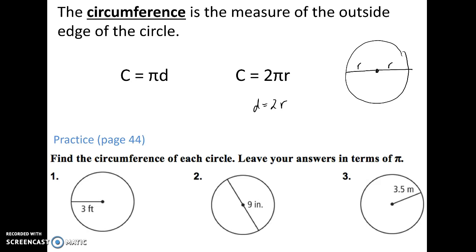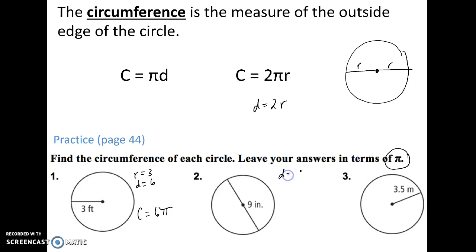All right, find the circumference of each circle. Leave your answer in terms of pi. So what this means is we're going to have pi in the answer. You won't approximate that with 3.14. So if I look at this, my radius is 3, which makes my diameter 6. So the circumference is 6 pi.